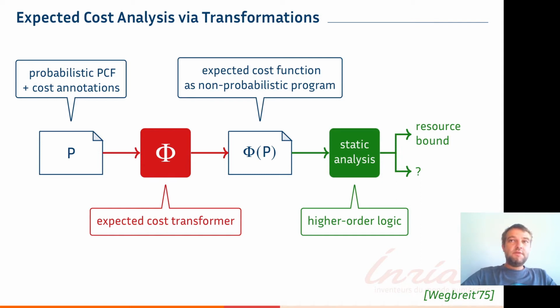This means now, again, we can use conventional tools from static analysis to analyze the image of this transformation in order to reason about the expected cost of our probabilistic programs. So this picture sums up our two main contributions. On the one hand, this cost transformer, and on the other hand, an adaptation of a higher order logic to reason about such cost functions.